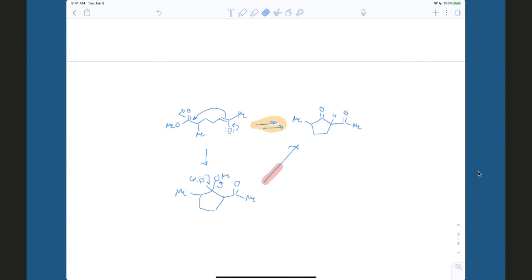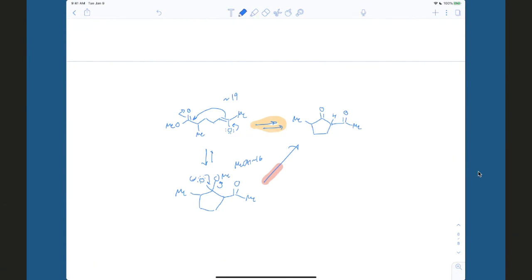Formally, it could be reversible at this stage, but if you consider the pKa of an enolate, or of a ketone, that's around 19, whereas if you have something like methanol, it's about 16. Really, methoxide is the best leaving group from this tetrahedral intermediate. Hemiacetals aren't stable, so they're going to collapse one way or the other.